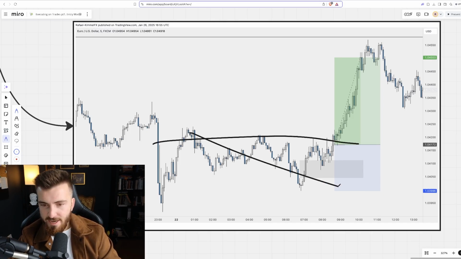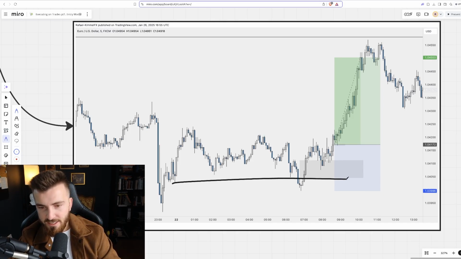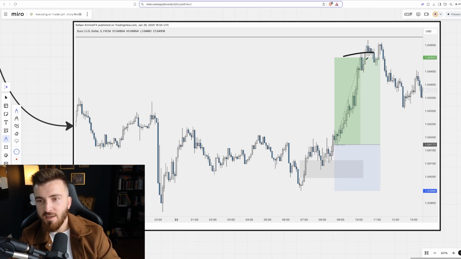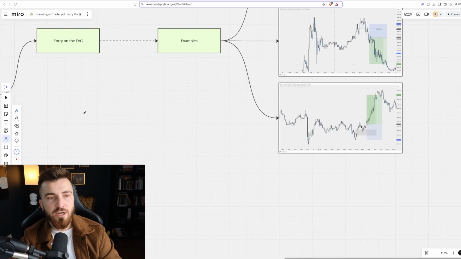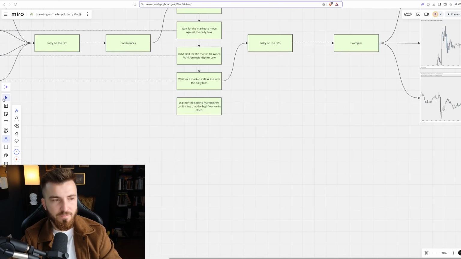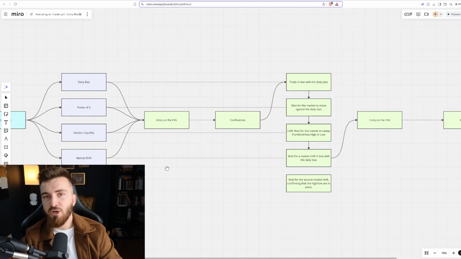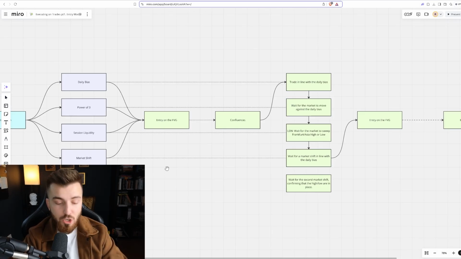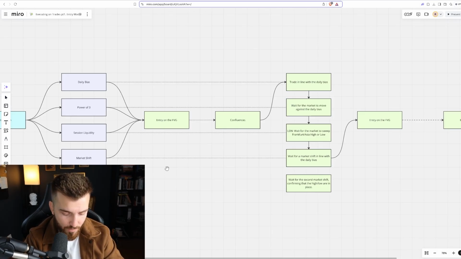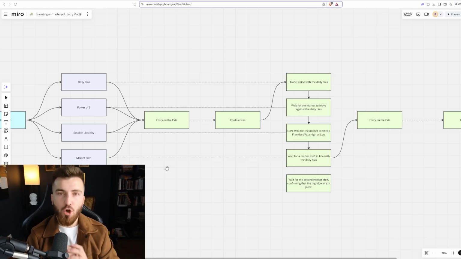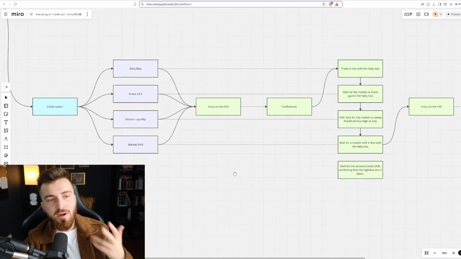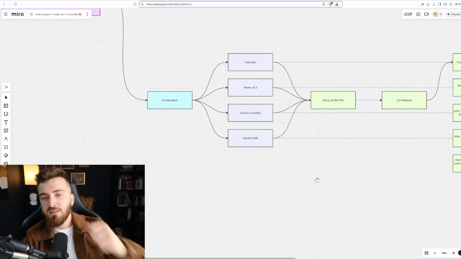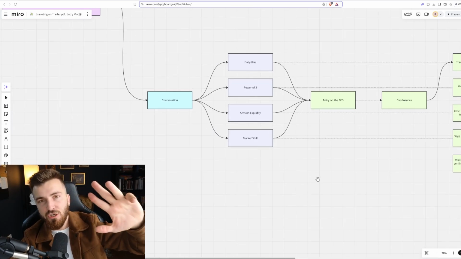Power of 3. Yes. Session liquidity. Yes. Market shift. Yes. Confirmation. Yes. Fair value gap. Yes. Entry. Yes. Take profit. Yes. So can you see? We have everything. The trades do not have to be complicated, right? So many people are trying to overcomplicate trading. Trading is not complicated. All of these trades are simple. They are based on everything that I've told you about: the daily bias, the power of 3, session liquidity, and market shift.